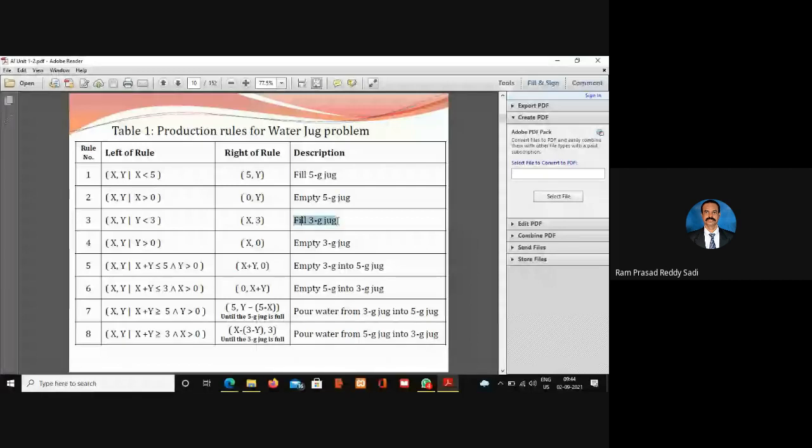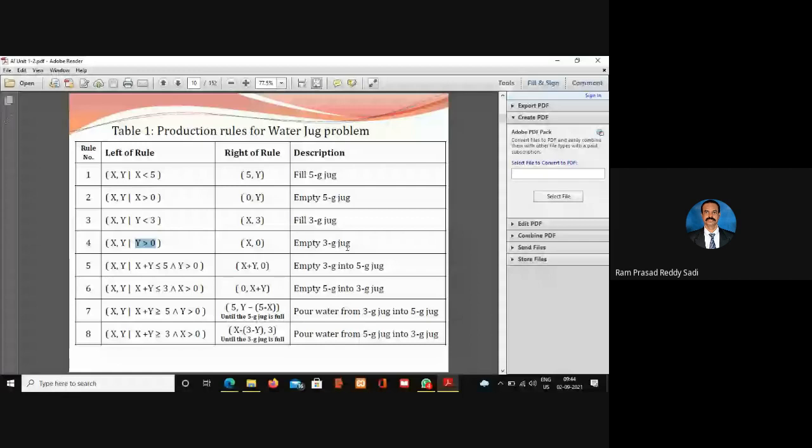Now you want to empty it. Emptying means it should have some amount of water. That's the reason we say x comma y such that y is greater than 0. Then you can empty it. That is the description: empty 3-gallon jug. This is how the rules are defined. You have to understand these rules and you should be in a position to write down your own set of rules for any given problem.